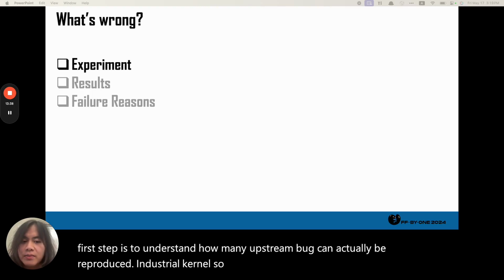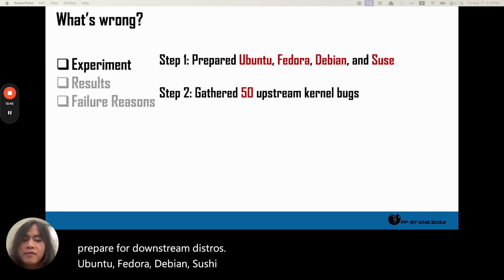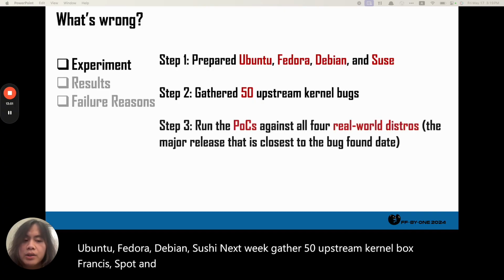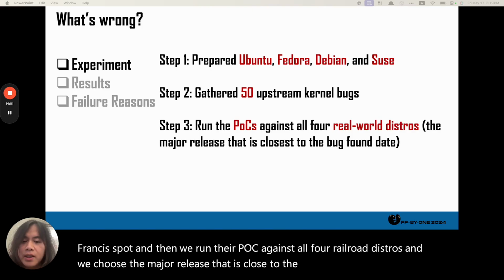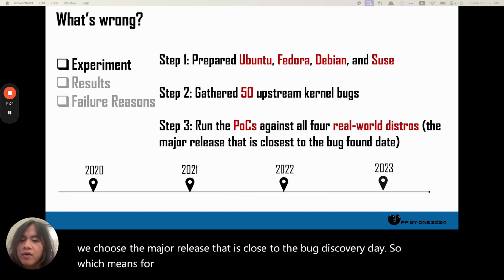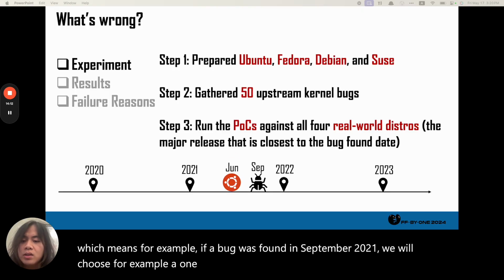So we designed an experiment. We prepared four downstream distros: Ubuntu, Fedora, Debian, SUSE. Next, we gathered 50 upstream kernel bugs from syzbot, and ran their POCs against all four real-world distros. We chose the major release closest to the bug discovery date. For example, if a bug was found in September 2021, we would choose the Ubuntu release closest to September 2021, which might be the June release.